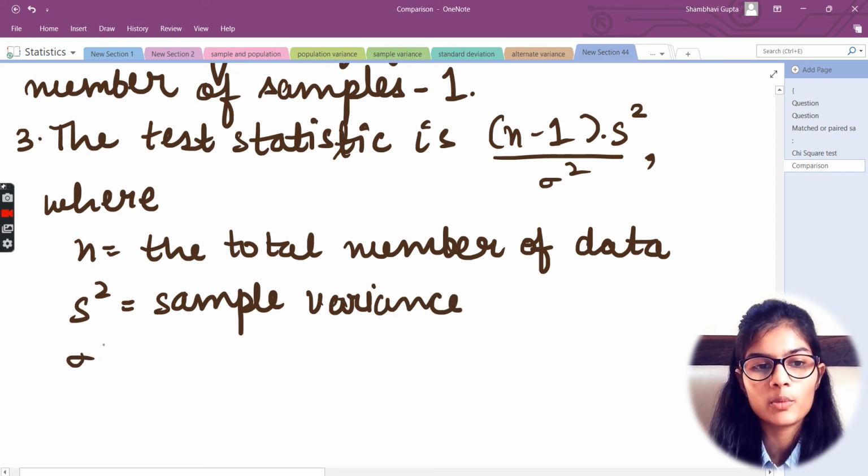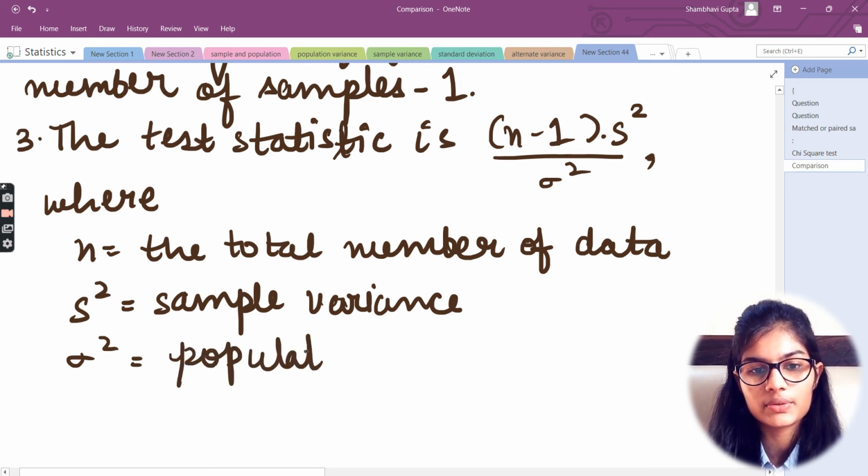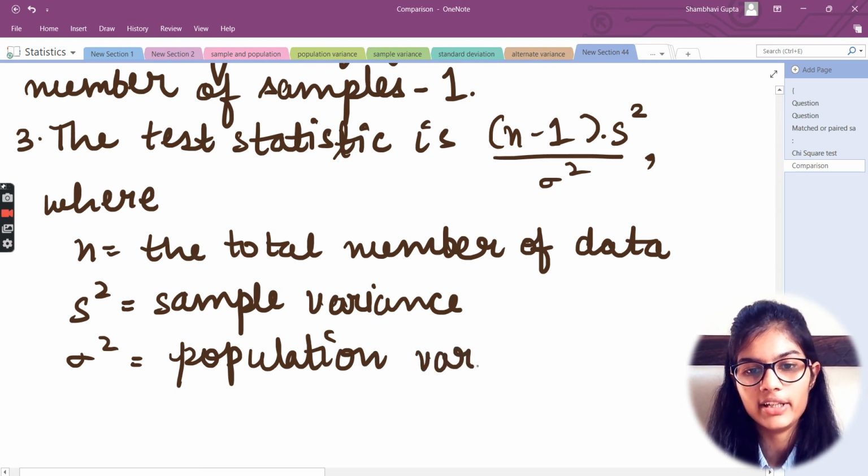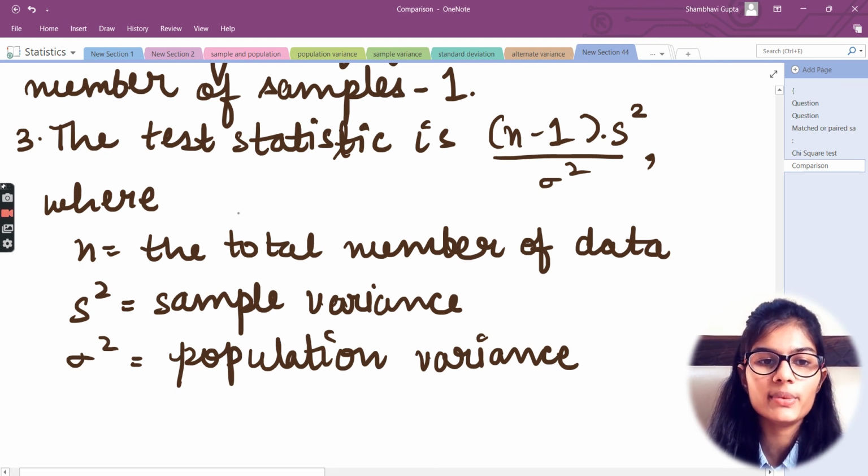What about the sigma squared? Sigma squared is the population variance. So these are the terms that we are having: n is the total number of data, s squared is the sample variance, and sigma squared is the population variance, right?